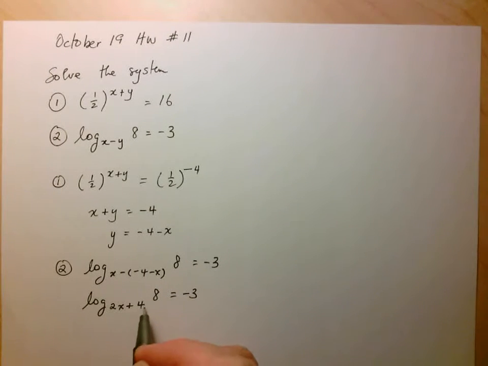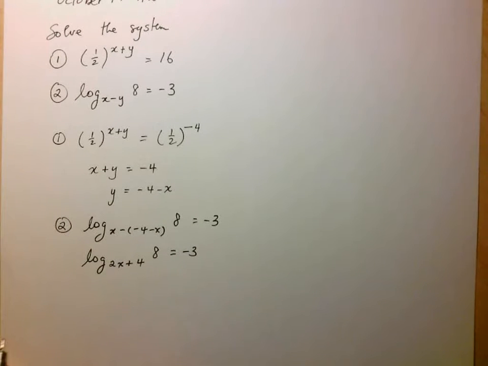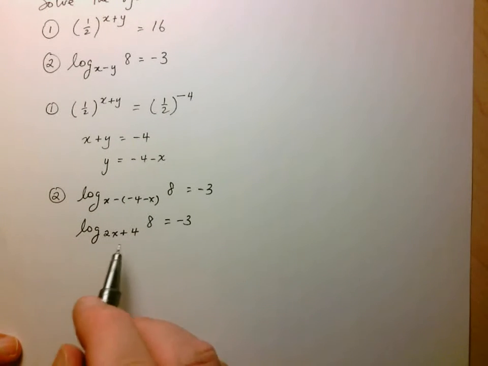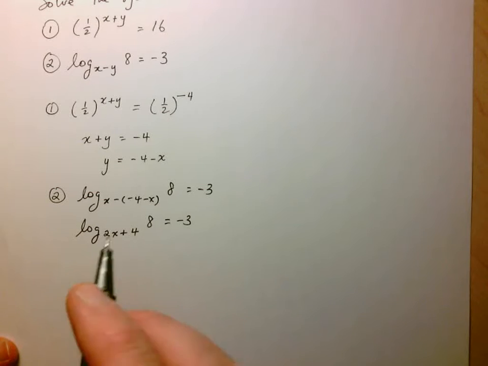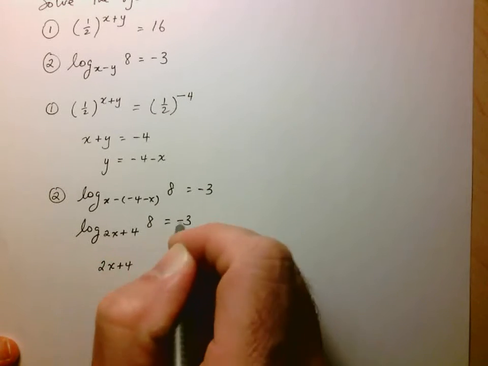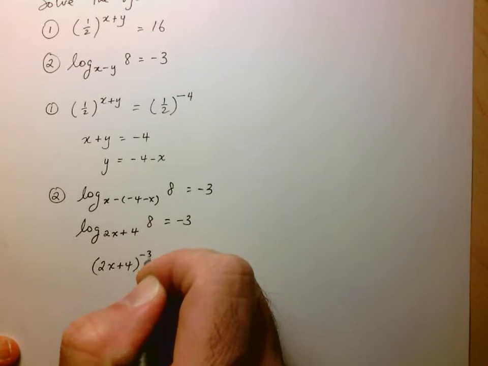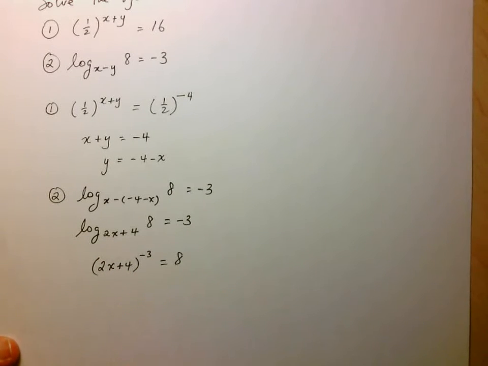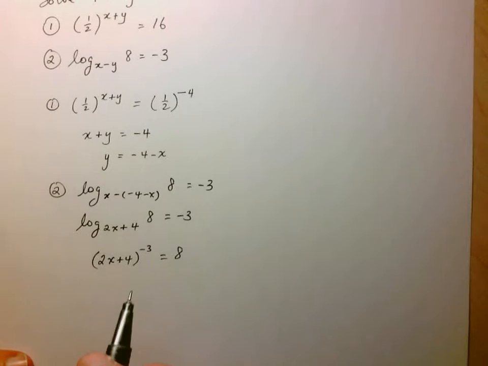So notice all of this is in the base of the logarithm. But now that I have a single logarithm equals a number, and even better, that base has only one variable in it now, I'm going to put it into exponential form. So this is going to give me base of 2x plus 4 to the exponent of negative 3 is equal to 8. Now I'm going to solve for x.